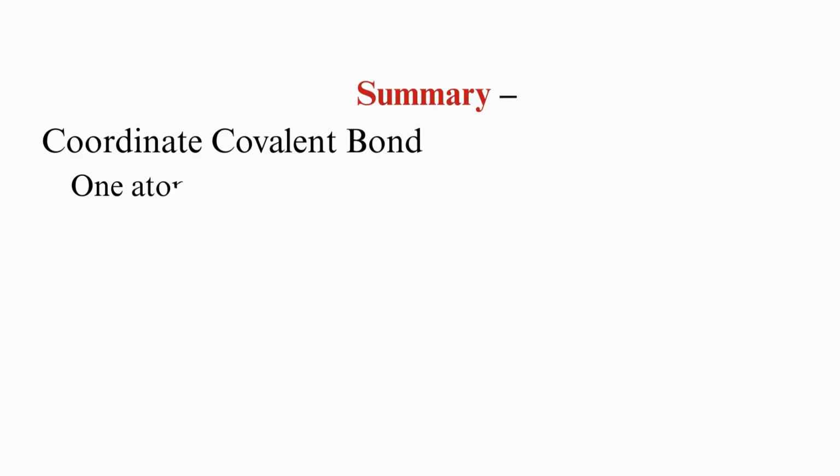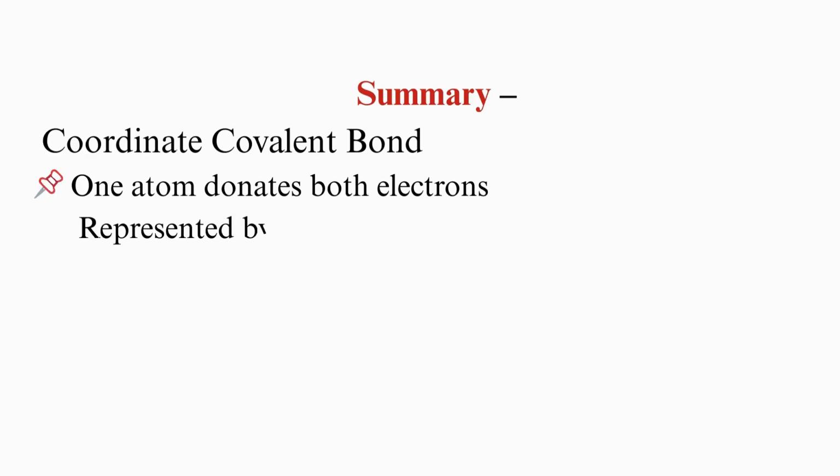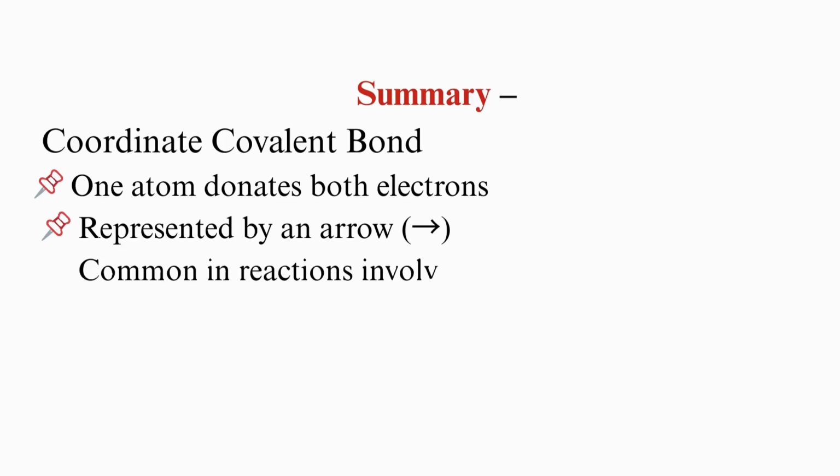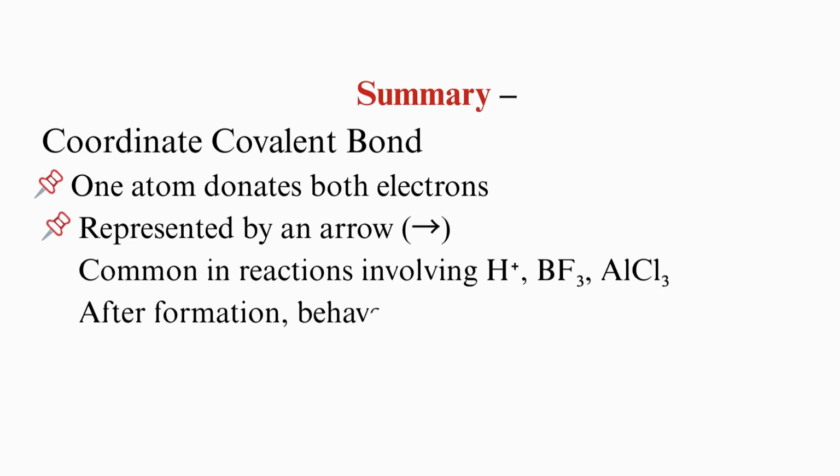Summary, coordinate covalent bond. One atom donates both electrons, represented by an arrow. Common in reactions involving H+, BF₃, AlCl₃ formation. It behaves like any covalent bond.